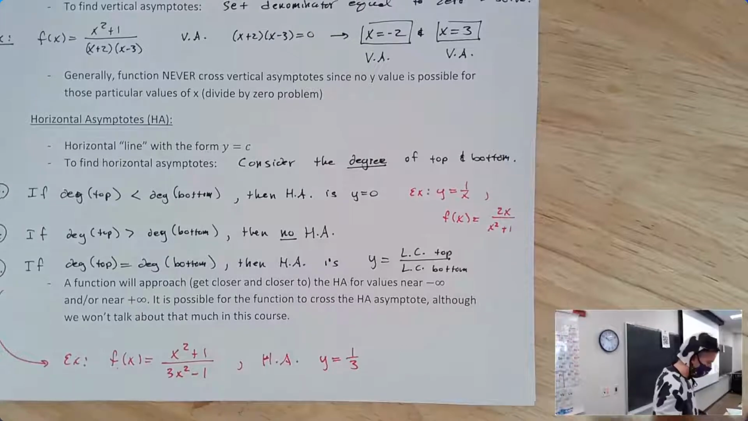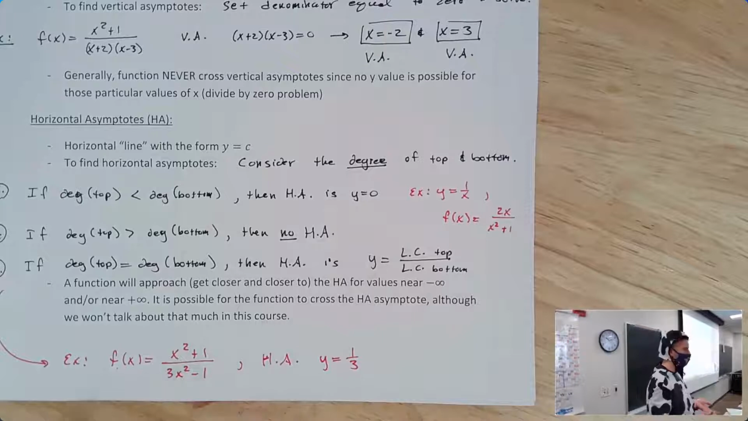And that's because what's happening here is the x squared on top and the x squared on the bottom are essentially growing at the same rate. And so this fraction is going to get closer and closer and closer to 1/3.